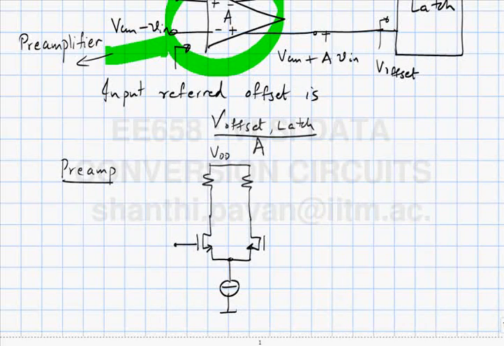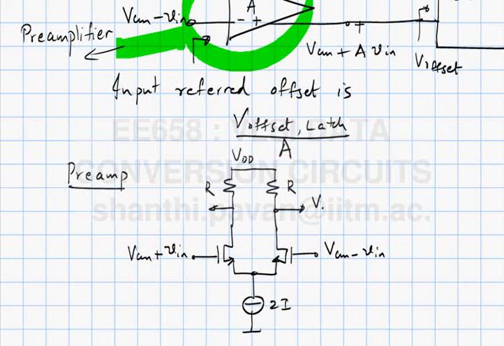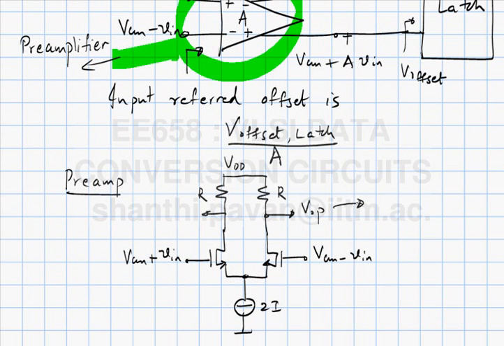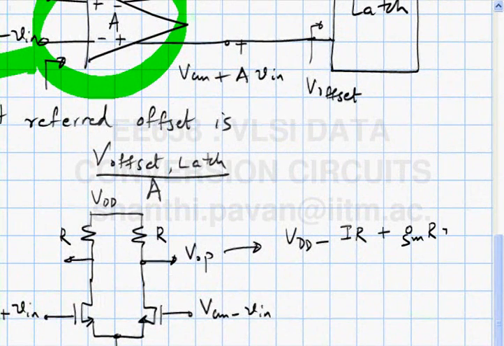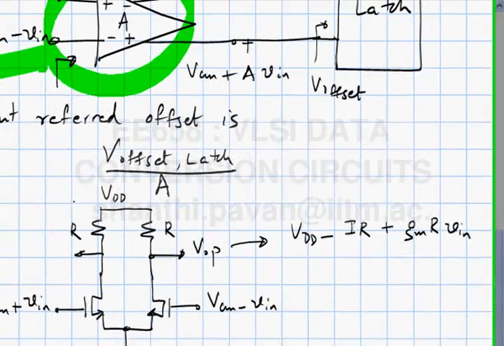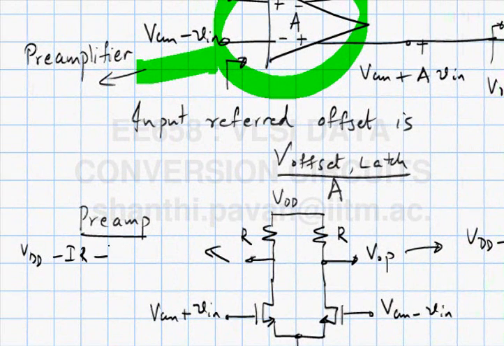So this is VDD, this is R, let's say this is 2I, this is VCM plus Vn, this is VCM minus Vn, and this is the output, VOP, let me call that. What is the output value? VDD minus IR plus GMR times Vn, and in a similar fashion this one is VDD minus IR minus GMR times Vn.